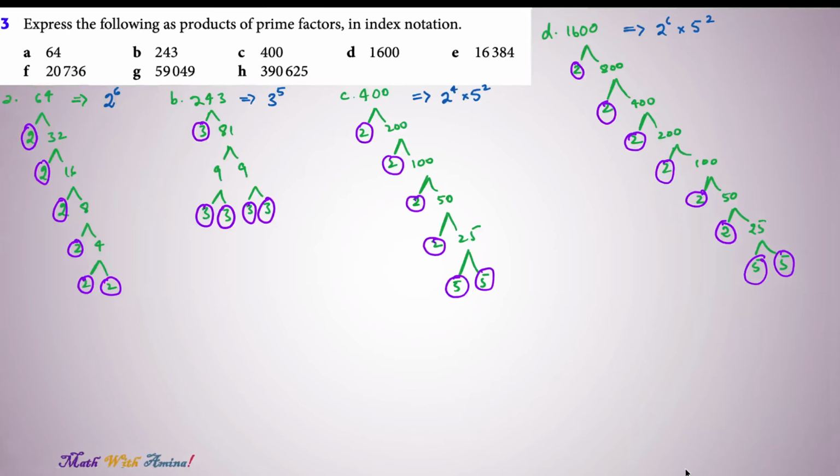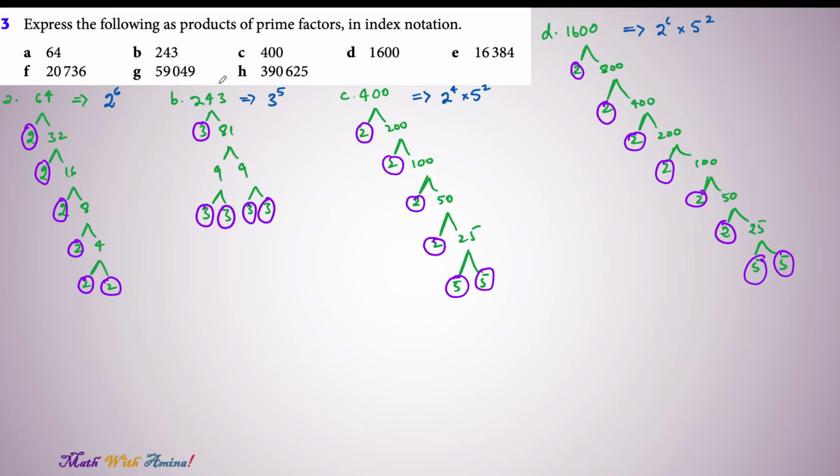We have our next question, which asks us to express the given numbers as a product of prime factors in index notation. To do this, we need to break each number down into its prime factors. In the previous exercises, we have already practiced expressing numbers as a product of prime factors using different methods, which includes the tree diagram method, which I also have utilized in this question. The other method is the division method. You can practice any of those methods in order to express the given numbers as a product of prime factors.